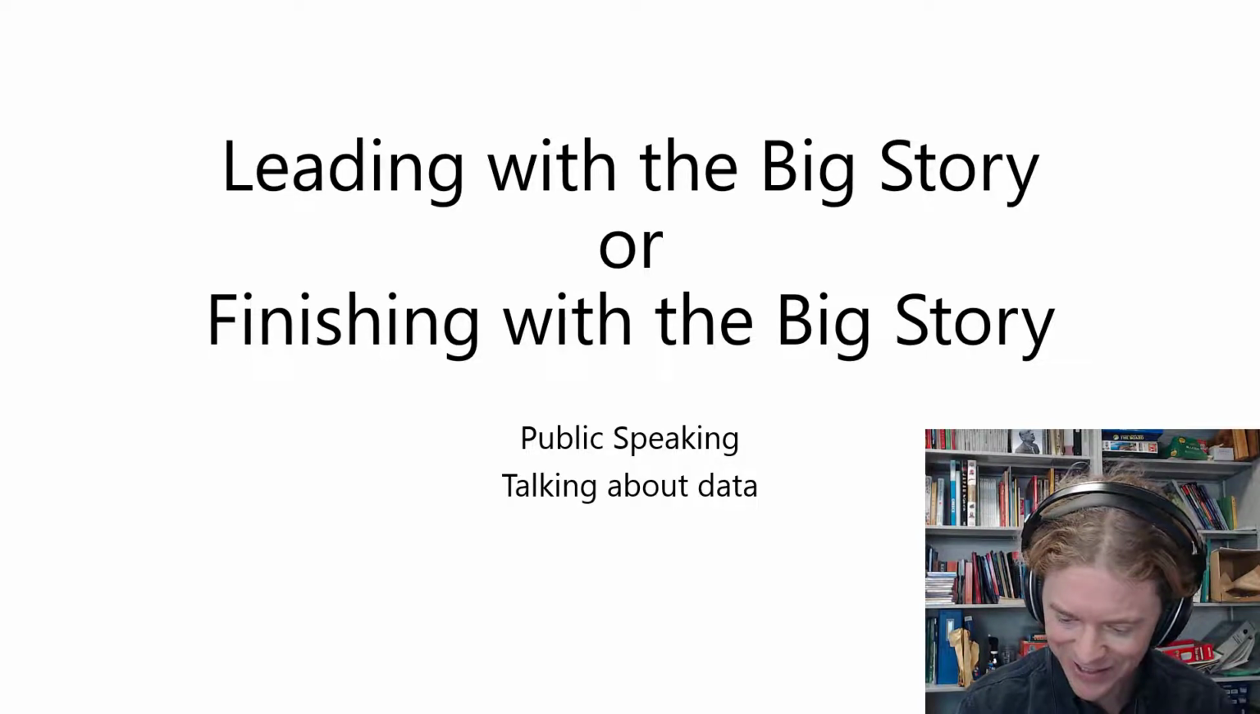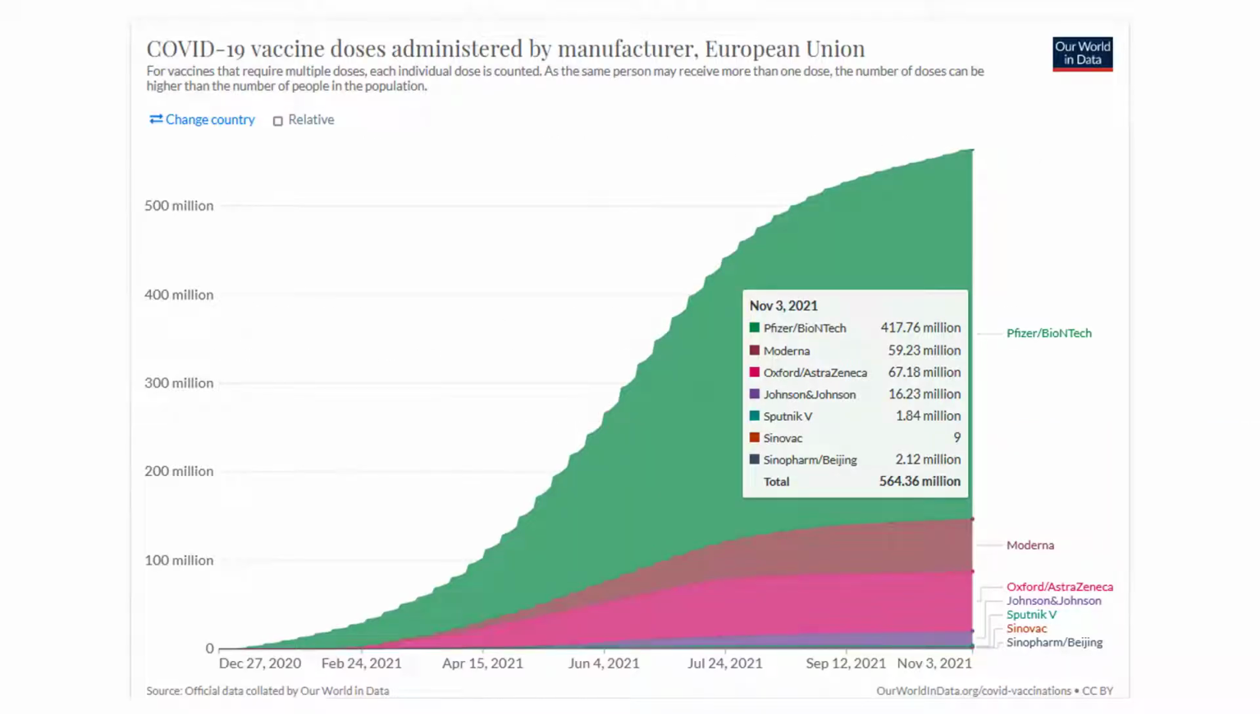COVID vaccines. Here's a chart of the number of COVID-19 vaccine doses given across the European Union by manufacturer, ever since the beginning of the vaccine approvals until earlier this week. Now, does something jump out at you? Is it really obvious what is the big point of this graph?